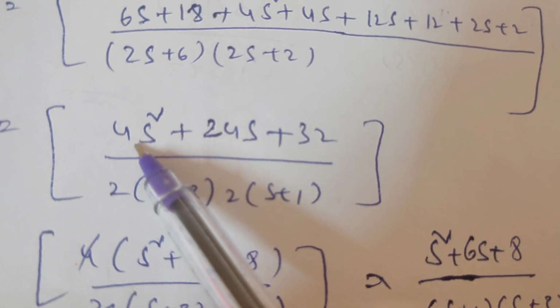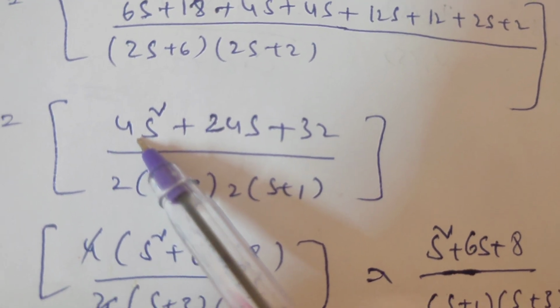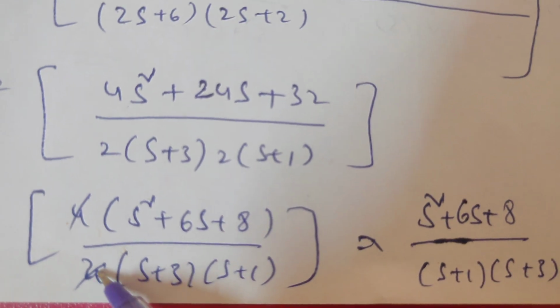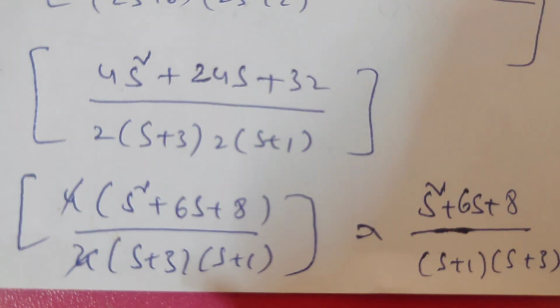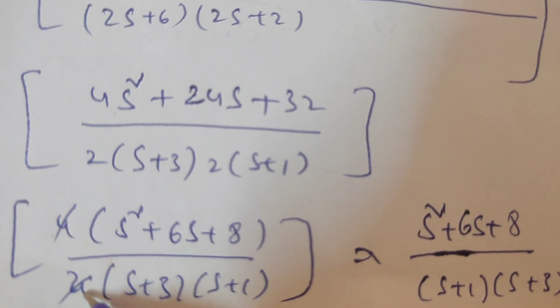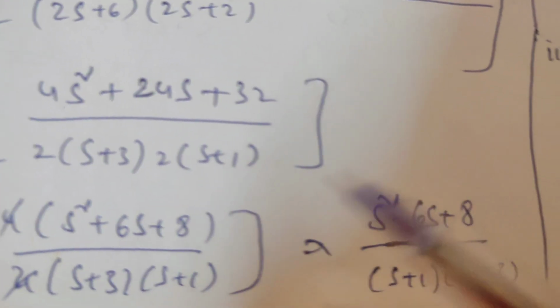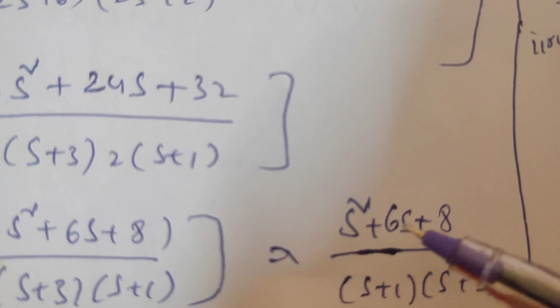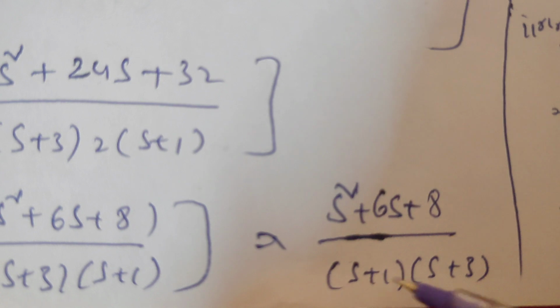Here in the numerator, I am taking the 4 as common, so I am getting s square plus 6s plus 8. The denominator we have 2 into 2, which is nothing but 4, times s plus 3 into s plus 1. Upon cancelling these 4 in the numerator and denominator, we are getting the driving point impedance, which is equal to s square plus 6s plus 8 by s plus 1 into s plus 3.